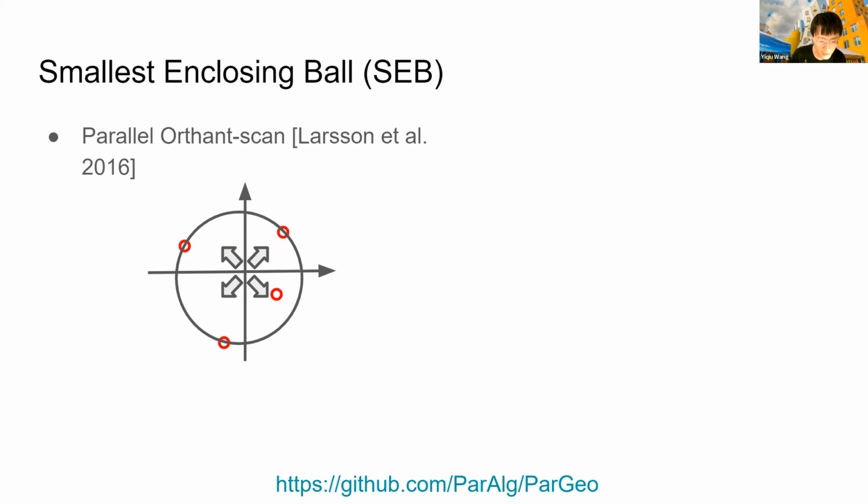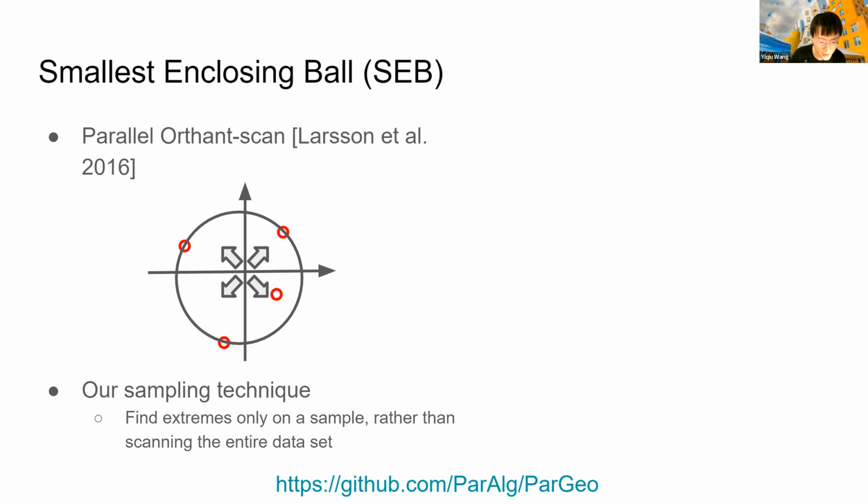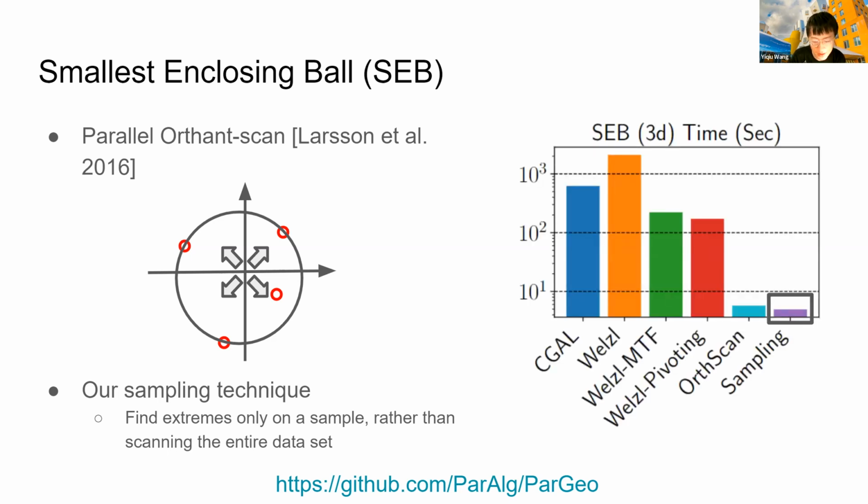We find that repeatedly finding the extremes for the quadrants involves repeatedly scanning the whole dataset, which is very expensive. So instead, we propose an optimized algorithm that finds the extremes only on a subsample of the dataset, which greatly speeds up the process. As we can see from the running time plots, our proposed method achieves the best parallel running time among all the baselines.